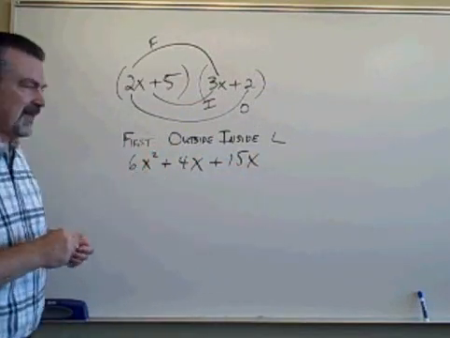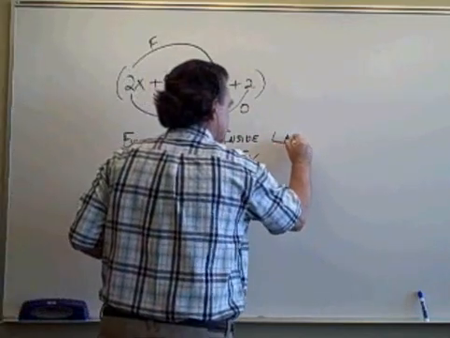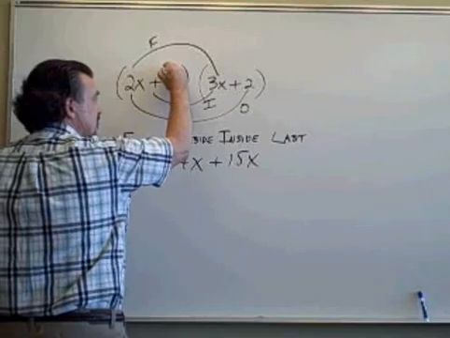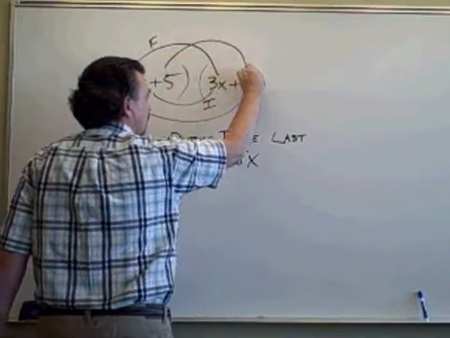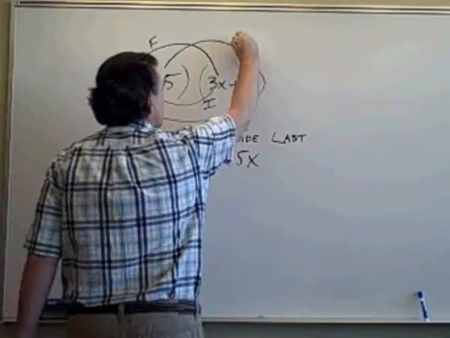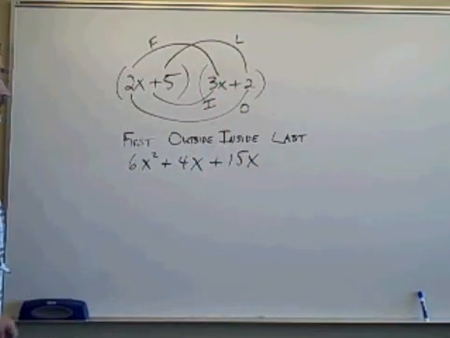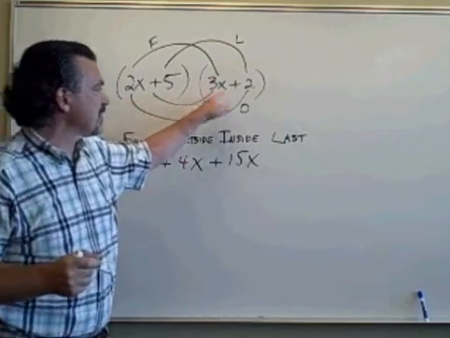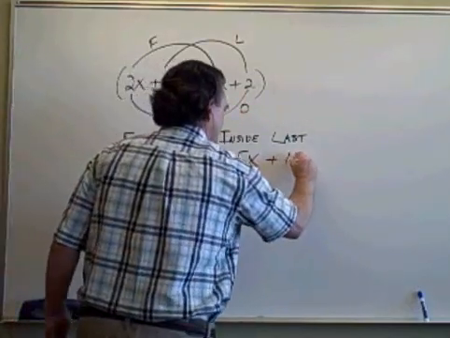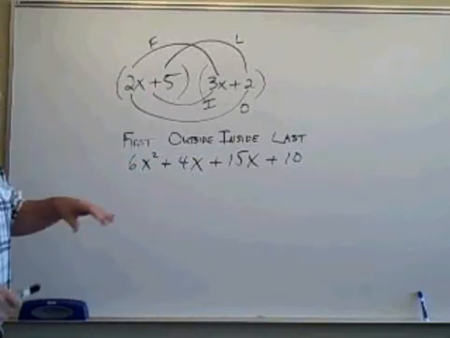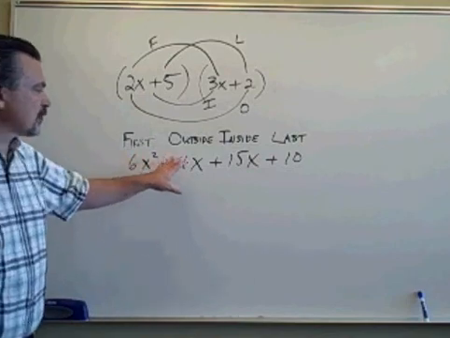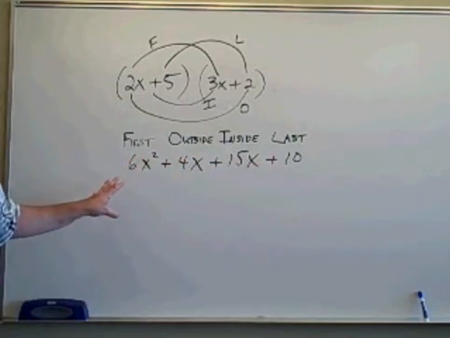And the L stands for the word last. I'm going to take the last term of the first binomial and multiply it times the last term of the second binomial. That's the L of FOIL. So that's plus 5 times plus 2, that's plus 10. And we have found the product of those two binomials, and it created this four-termed polynomial.